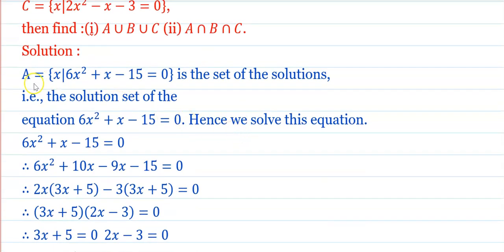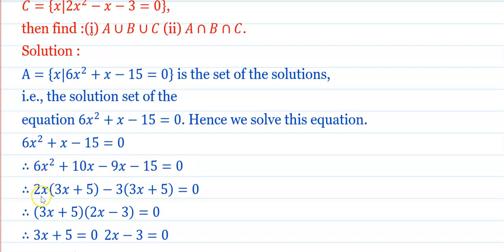Now the solution. A = {x such that 6x^2 + x - 15 = 0} is the set of solutions, that is, the solution set of the equation 6x^2 + x - 15 = 0. Hence, we solve this equation. The product of the first term and last term is -90. What are the two numbers whose difference is 1 and product is -90? That is 10x and -9x. Therefore, 6x^2 + 10x - 9x - 15 = 0.